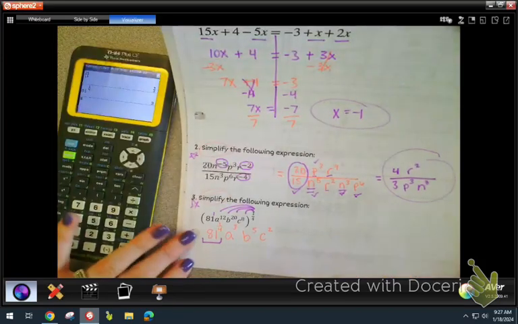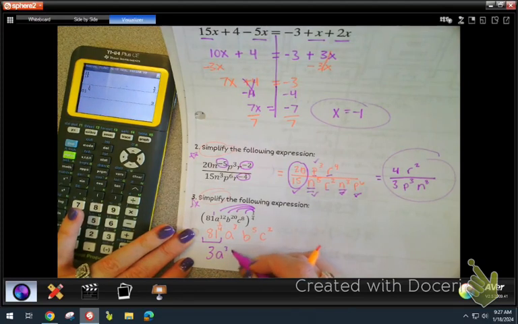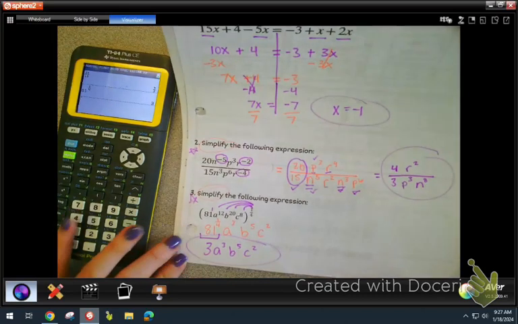3. So fully simplified, I would need to write that as 3, and then A to the 3rd, B to the 5th, C to the 2nd. Now I'm done. That's my answer there. Okay?